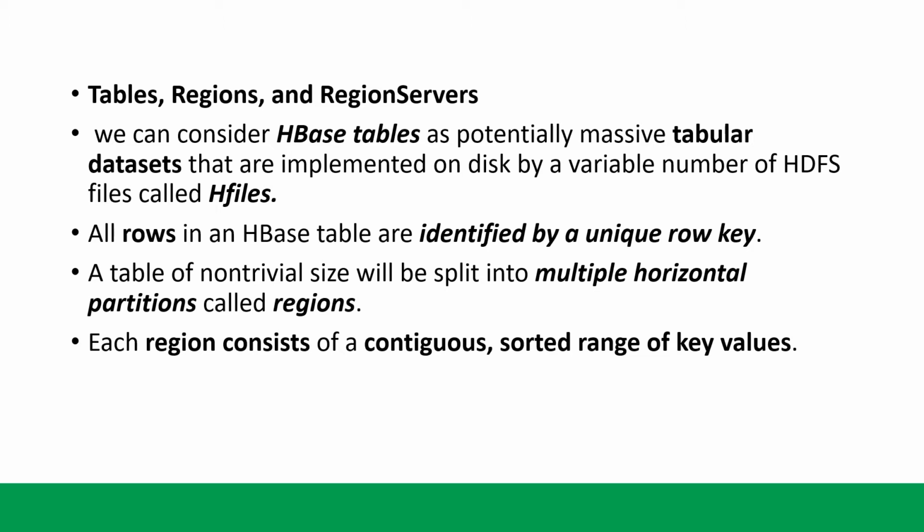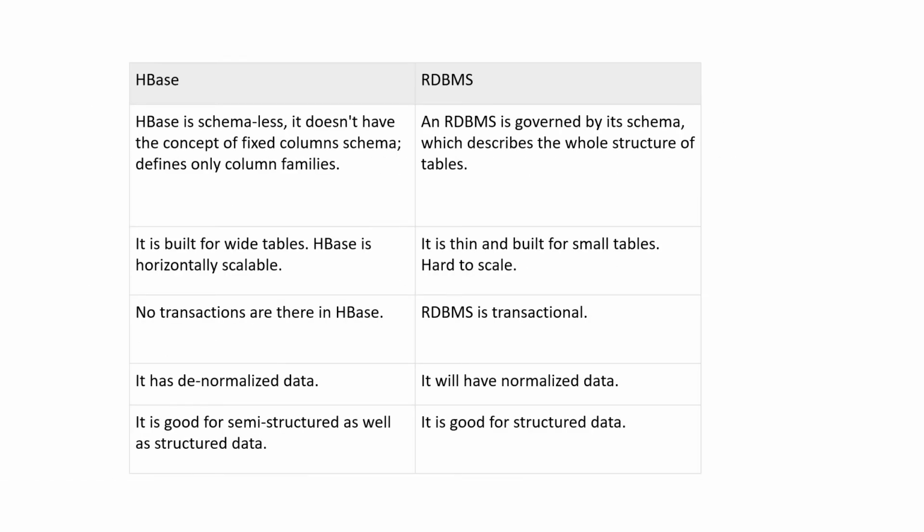And all the rows in HBase tables are identified by a unique row key. A table of non-trivial size will be split into multiple horizontal partitions called regions. Each region consists of a contiguous sorted range of key values. Here is the difference between RDBMS and HBase.